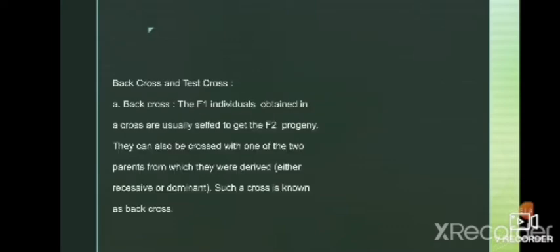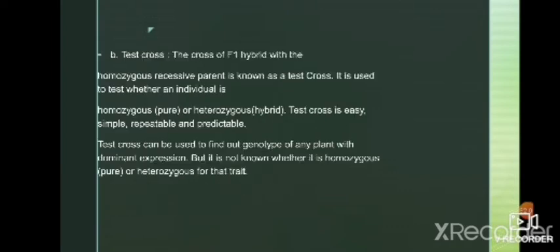Backcross and test cross. Backcross: the F1 individuals obtained in a cross are usually selfed to get the F2 progeny. They can also be crossed with one of the two parents from which they were derived, either recessive or dominant. Such a cross is known as backcross.